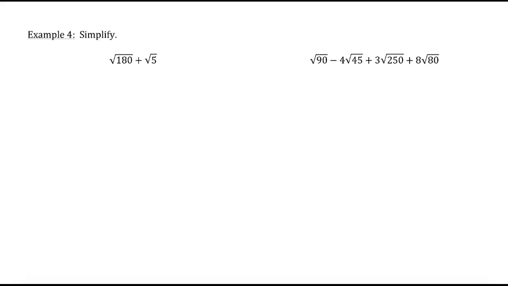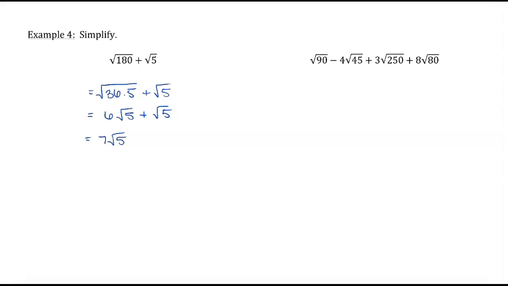Doing a quick check, you'll discover that 180 is divisible by a perfect square. It can be written as 36 times 5. And with the square root of 36 equaling 6, we can rewrite this as 6 root 5. Now we have 6 root 5 plus another root 5 for a total of 7 root 5. Now let's look at this next expression. At first glance, there's once again not any like radicals, but we need to simplify each one first.